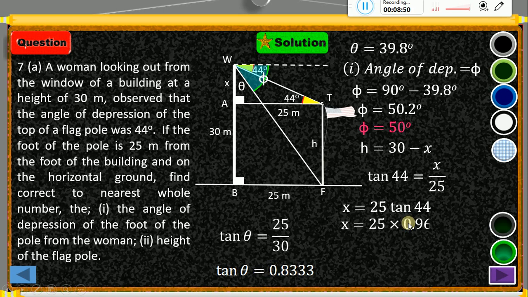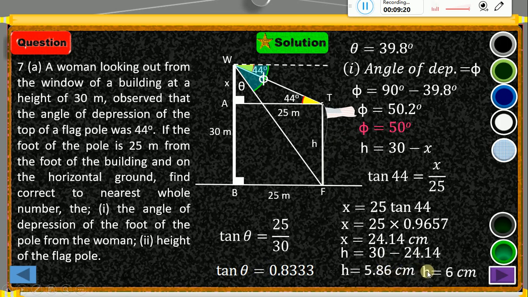Simplify. Substitute the value of tan 44. Then multiply by 25. We have that as x is equal to 24.14 meters. So if x is that, then we're now going to calculate the height as this. So the height will give us 30 minus that, and that will give us 5.86 meters, rounded up to 6 meters to the nearest whole number.